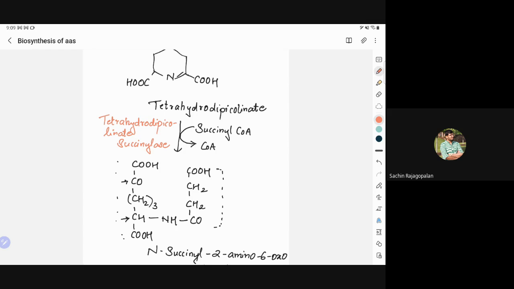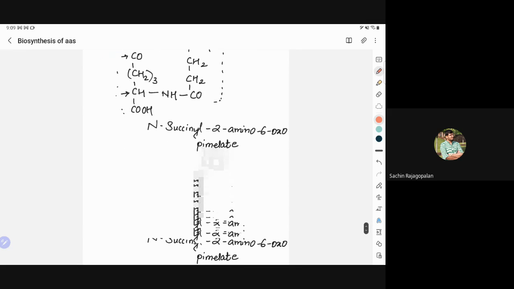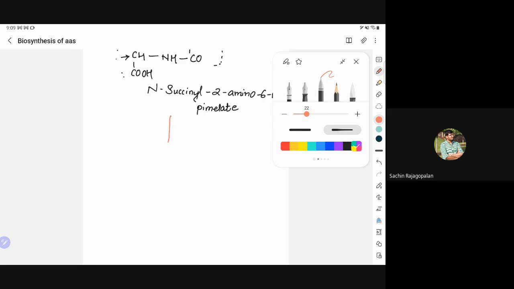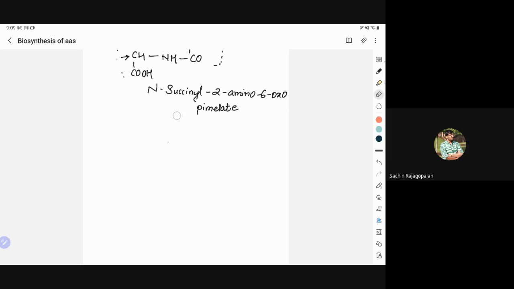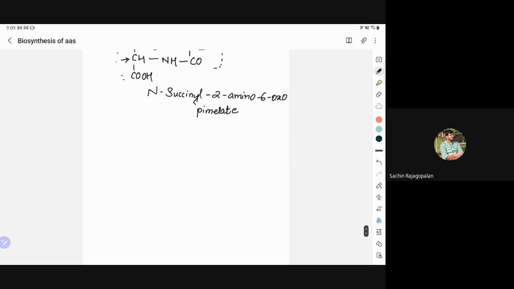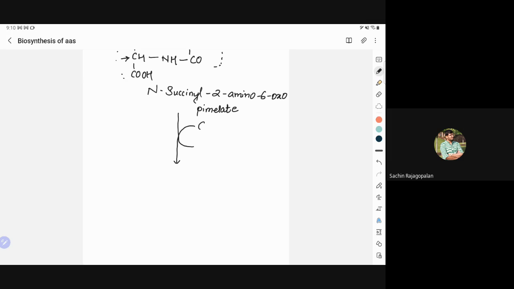Now let us see what happens next. In the very next step, please understand that lysine, I hope you all know that lysine is a diamino acid, which means it has two amino groups involved. So that is the basic reason why you will see that currently in the structure we have only one amino group. So we need one more over here. So where is that one more going to come from? That one more is going to be donated by glutamic acid.